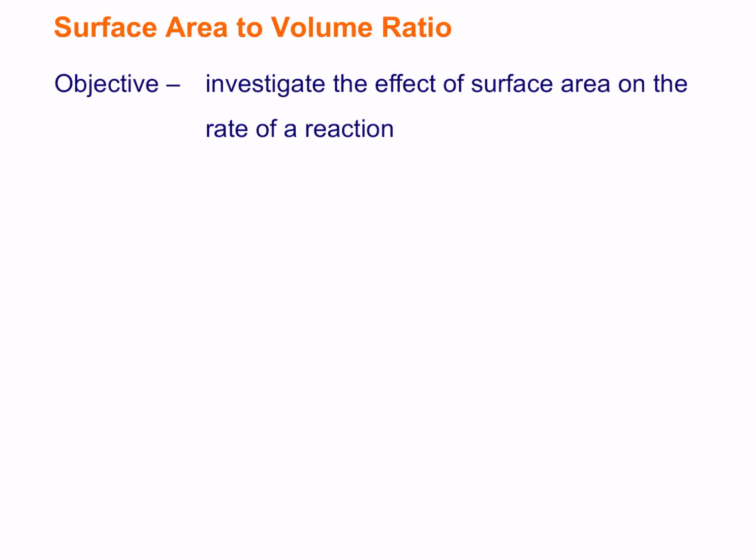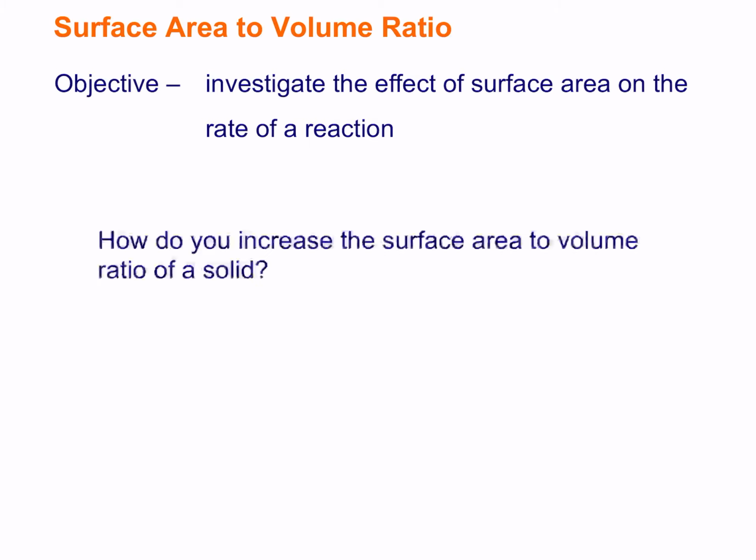I know you've done in biology lessons, you've talked about surface area to volume ratio. Okay. The first question, how do you increase the surface area to volume ratio of a solid? Imagine we had a small piece of metal. What could we do to it to increase its surface area to volume ratio? Hopefully, you're right, we could crush it up into smaller pieces. To increase the surface area to volume ratio of a solid, we're going to crush it up into smaller pieces.